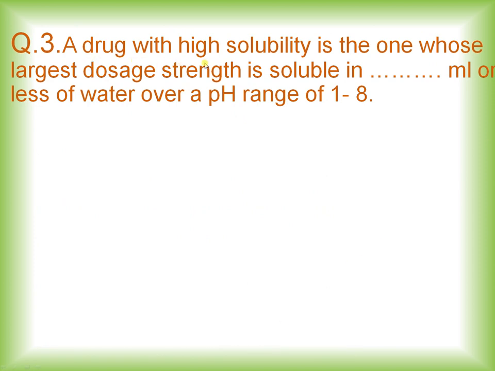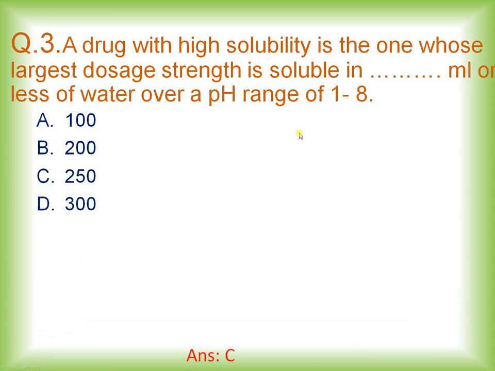A drug with high solubility is the one whose largest dosage strength is soluble in dash ml or less of water over a pH range of 1 to 8. Options are 100 ml, 200 ml, 250 ml, 300 ml, and the right answer is option C, that is 250 ml.